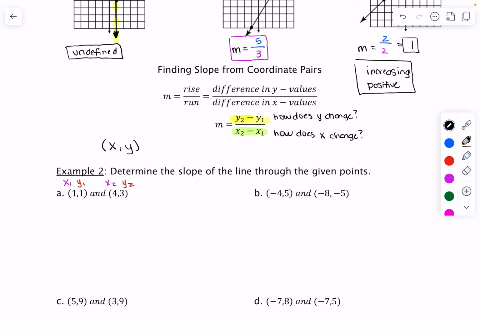When I go to set up my formula, I'm going to write m equals, and I'm going to make a line, because there's this line in the formula right there that I'm highlighting with blue. There's that line, that fraction symbol, because you're going to divide the two values.